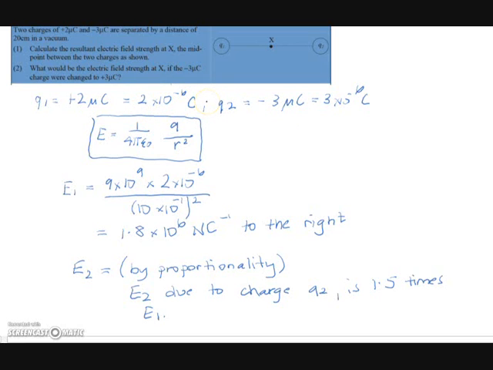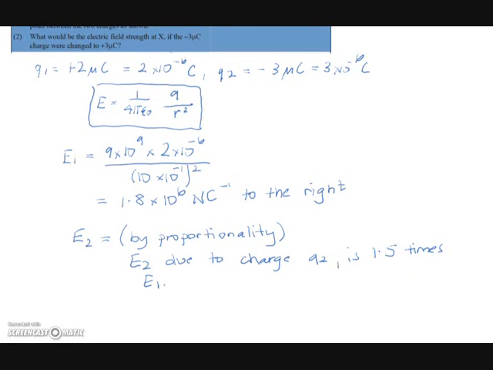So remember, when the only thing changing is the size of the charge, then the electric field is going to be changing by that amount. Because we haven't changed any of these other factors, it's going to be exactly the same. So E is directly proportional to Q. If Q is 1.5 times bigger, then E is going to be 1.5 times bigger. So you can work it out like that.